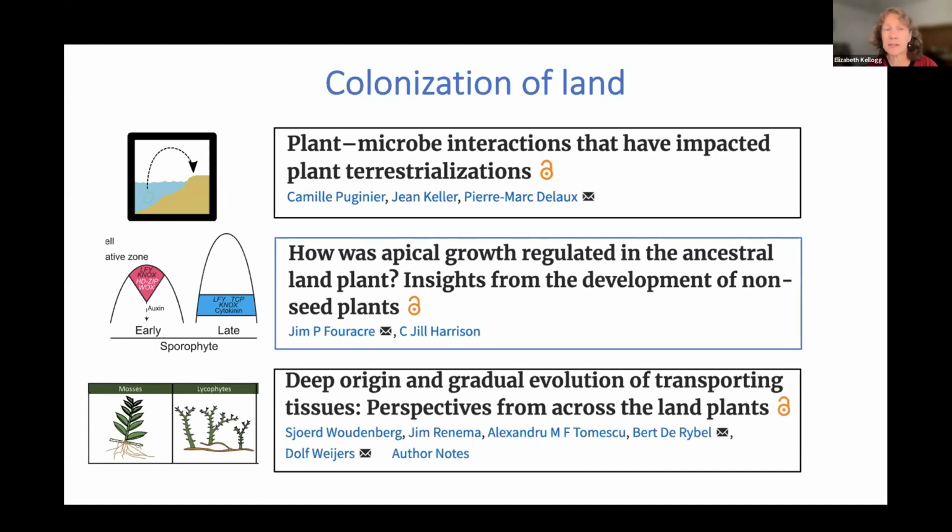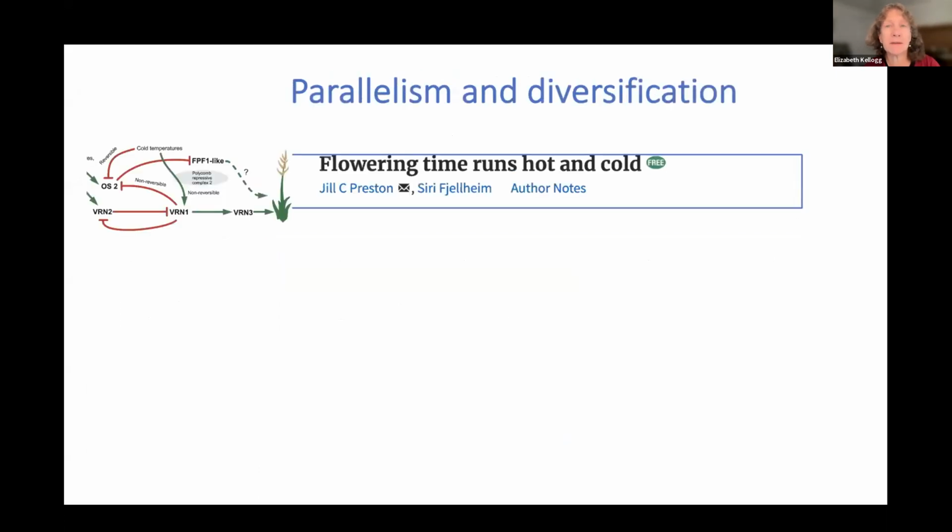And work on transport tissues, the origin and evolution of what is called xylem in the vascular plants, but also the xylem-related cell structures in other groups of plants, led by Sjoerd Woedenberg and Dolf Weijer. Papers on parallelism and diversification, where similar things come up over and over, using some of the same toolkits, but putting the pieces together in a very different way each time.